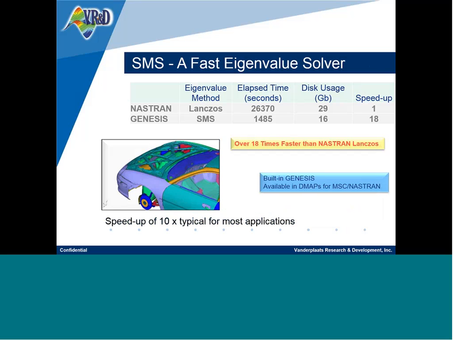Apart from Genesis, we have a fast eigensolver called SMS. It is available as a separate product and can be used along with DMAP with MSC Nastran, but it's also built into Genesis. So if you are using Genesis, you can use the SMS fast eigensolver. You typically gain more when you have larger problems and a large number of modes.